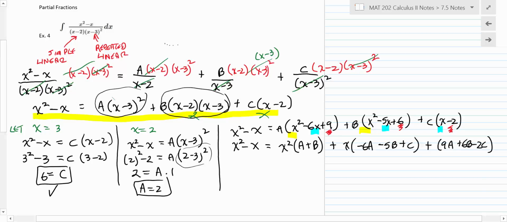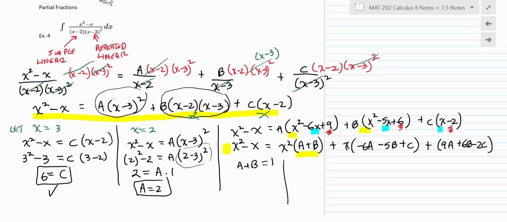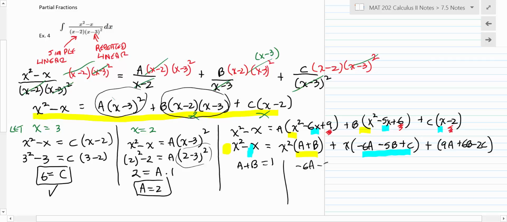Okay, so let's write down our system. We don't have to solve the system, though, because we already found one variable. So again, a plus b has to be equal to that 1 right there. So let's write down that equation. That's a plus b is equal to 1. Then the second equation, even though we don't need it, I'm going to have you write it down. That thing has to match that coefficient. So that would be negative 6a minus 5b plus c equals negative 1. And then the last thing has to be 0 because there's not a constant term there. So we'd have 9a plus 6b minus 2c is equal to 0.